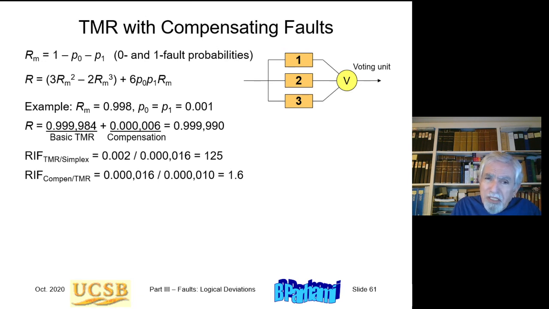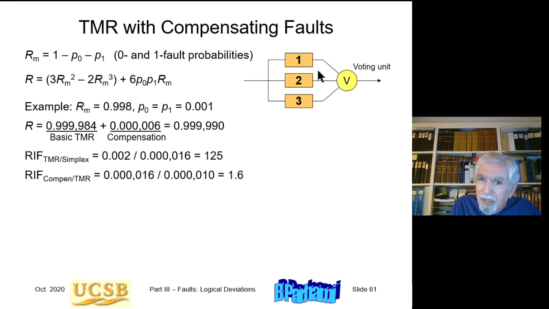Okay, this one I'm just going to explain. I won't go through the computation. The idea is that sometimes when two modules here are faulty, you get an incorrect output. That may be too pessimistic, because these two modules may be faulty in such a way that this output is stuck at 1, let's say, and this output is stuck at 0. So these are basically compensating faults.